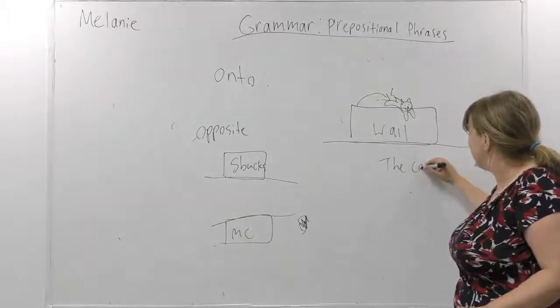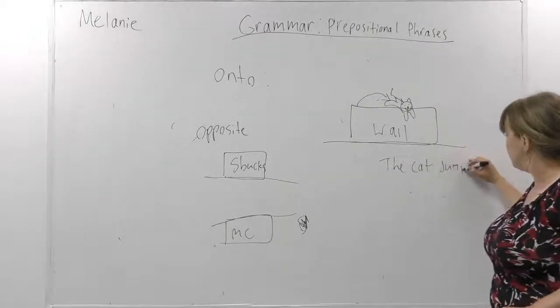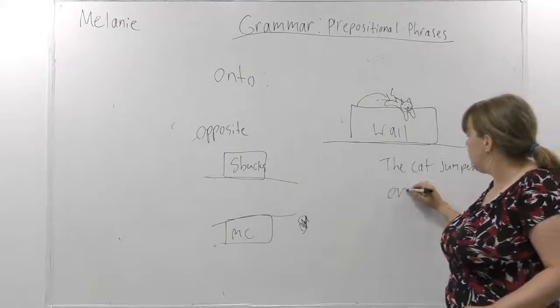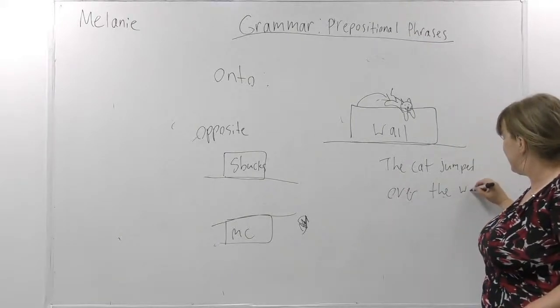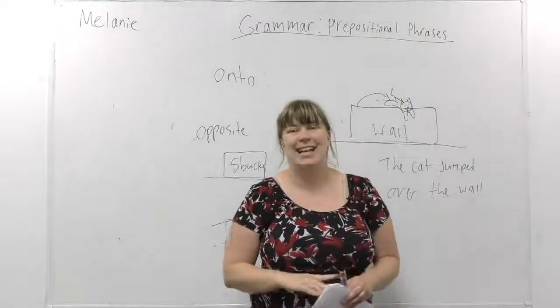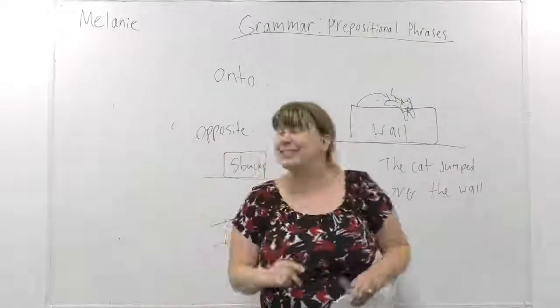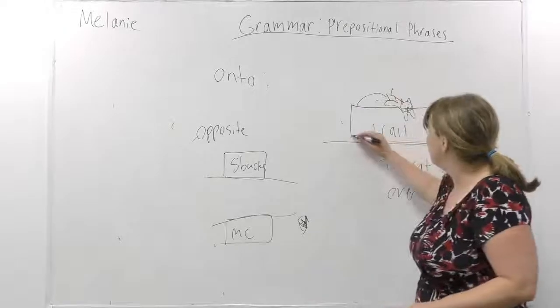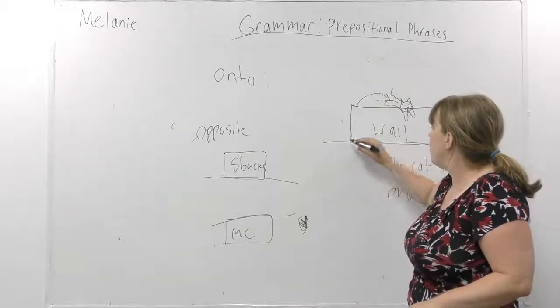The cat jumped over the wall. Now, what's the opposite of over? That's right, it's under. Okay, so can we go under a wall?